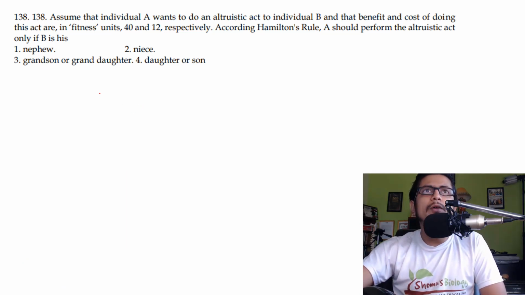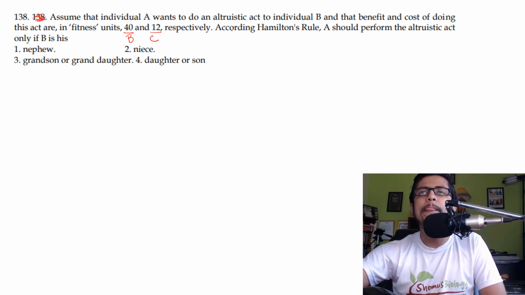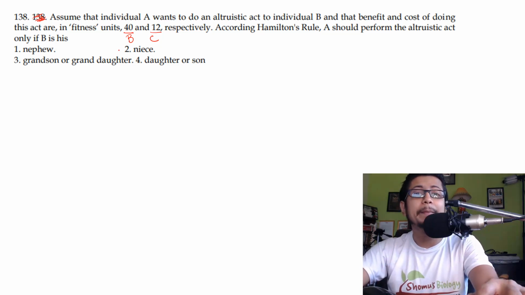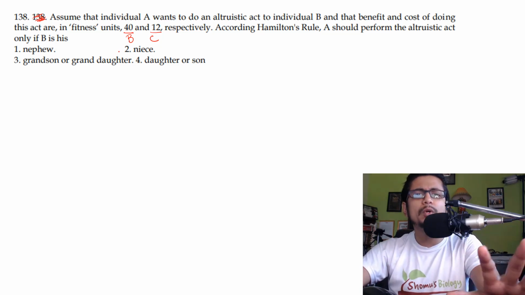Okay, so now how to answer this one? Assume that individual A wants to do an altruistic act to individual B, and that the benefit and cost of doing this act in fitness units are 40 and 12 respectively. Benefit provided is 40, cost of doing the act is 12. According to Hamilton's rule, A should perform the altruistic act only if B is his... So this question is from altruistic behavior and Hamilton's rule for altruism. If you don't know what altruism is or what Hamilton's rule is, you cannot answer this question.